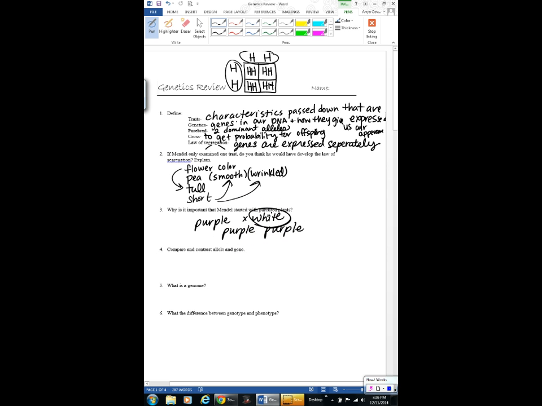But he did know that the white must be recessive, because the next time he crossed these two purple, he saw that one of them actually came out white. And so that must have meant that this purple one had a recessive white flower gene.